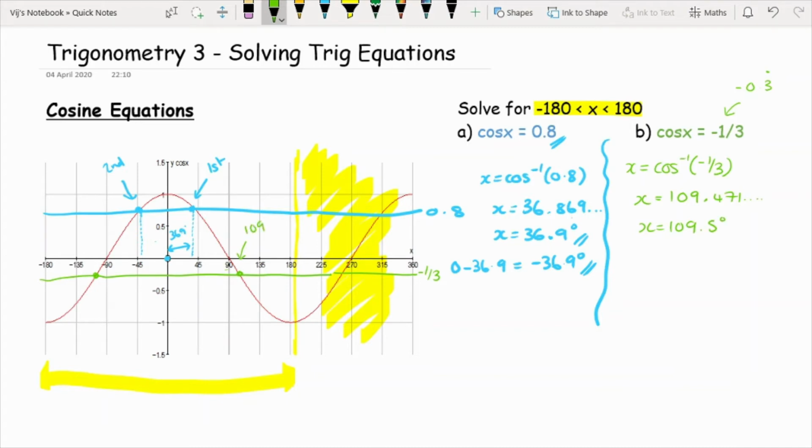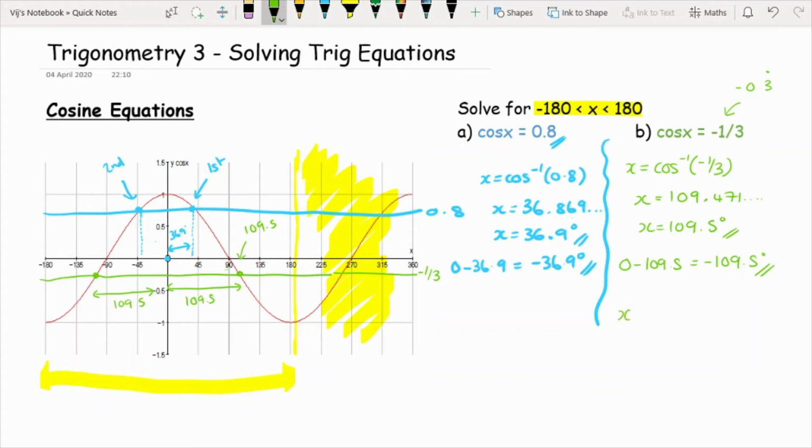So 109.5 is that first angle, and as you can see, the distance from the origin to that point is 109.5. So then to find the second value, again that is also going to have a distance of 109.5 from the origin. So the second angle is going to be 0 minus 109.5, which is -109.5, and lo and behold I've got my two angles.